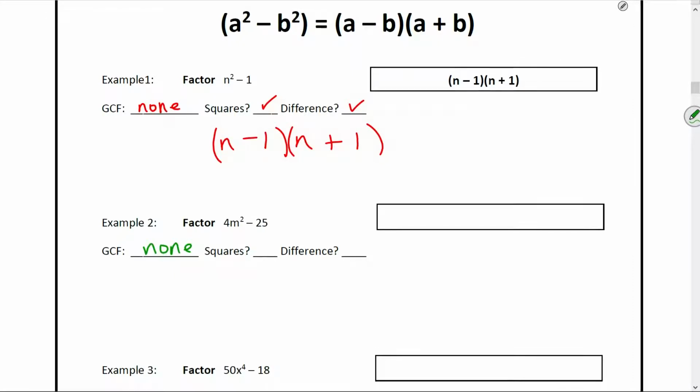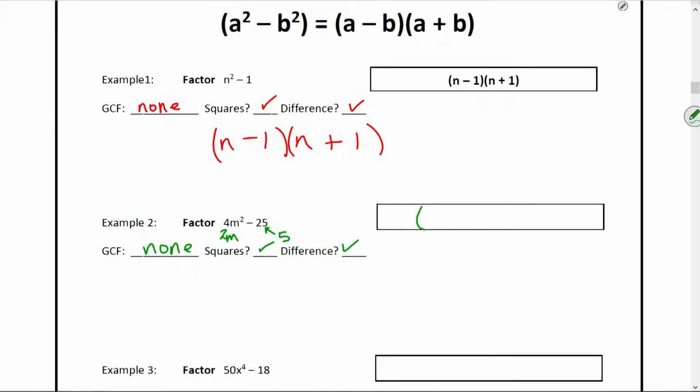Is 4m squared something squared? Well, is 4 something squared? Yeah, it's 2, 2 squared is 4. And is m squared something squared? Well, yeah, it's m squared. That's looking good. Is 25 something squared? Well, yeah, it's 5 squared. So I have the difference of squares. They're both squares, and it's a difference. So I can use the difference of squares.